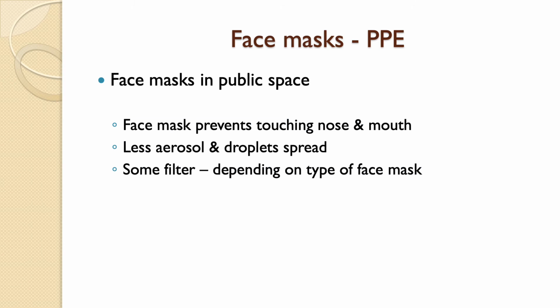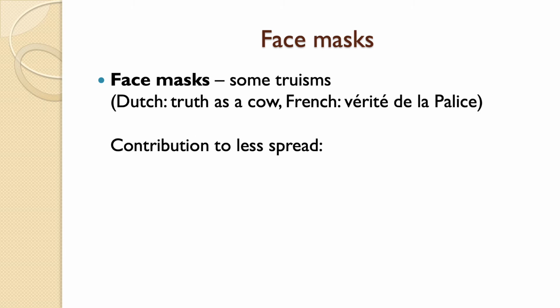What about face masks in public space? Well, an important thing about a face mask is that it prevents people from touching their nose and mouth, because normally you touch your nose and your mouth several dozens of times per hour. It will also lead to less spread of aerosols and droplets by the one who wears this face mask. And there is also some filter function, which depends very much on the type of face mask.